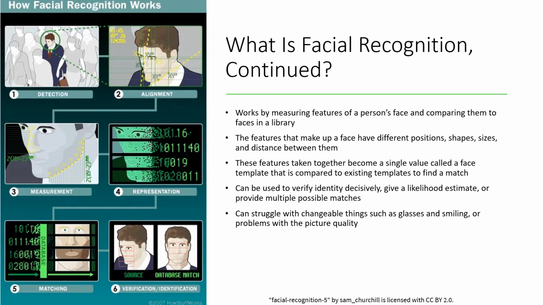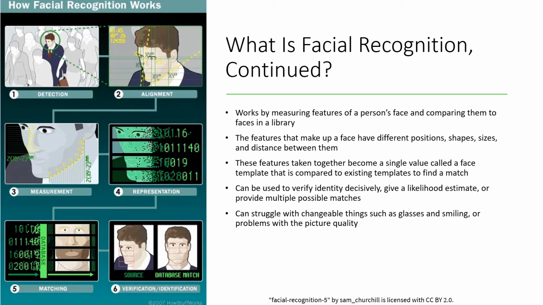After a face has been detected in an image, facial recognition works by measuring certain facial features and creating a value from them that is unique. This value is called a face template. These values are unique for every person because facial features can have different positions, sizes, shapes, and distance between them. The face template from an image can then be compared to an existing database of face templates, and a yes-no identification given, a probability match given, or multiple possible matches provided.